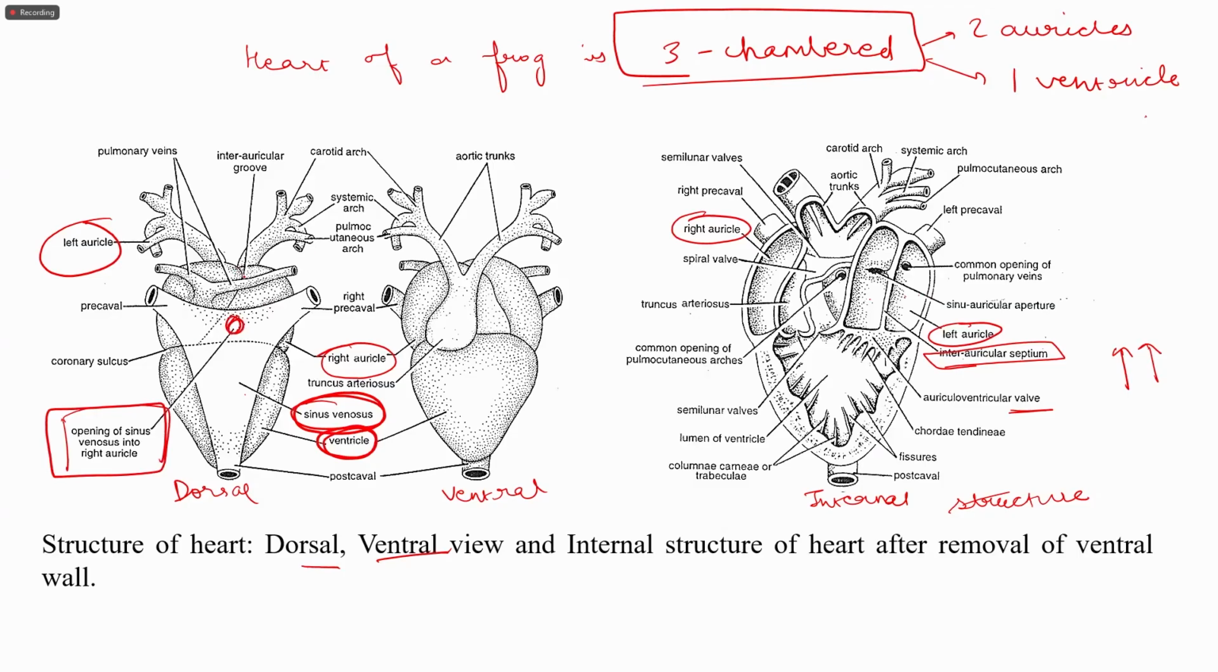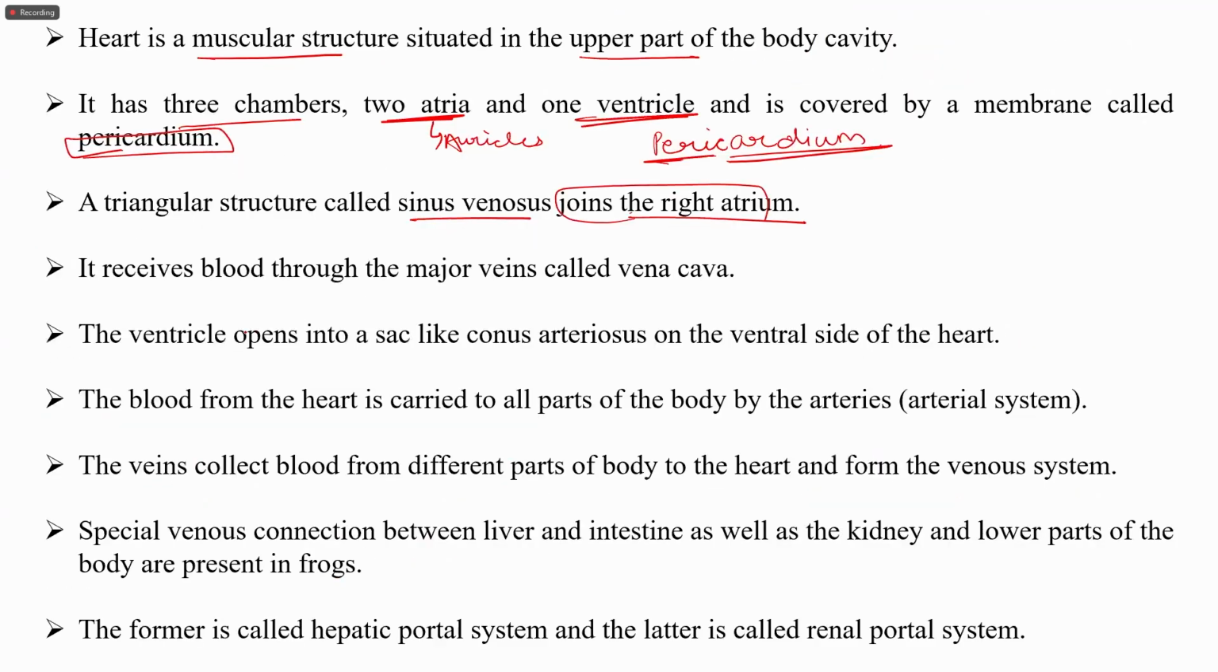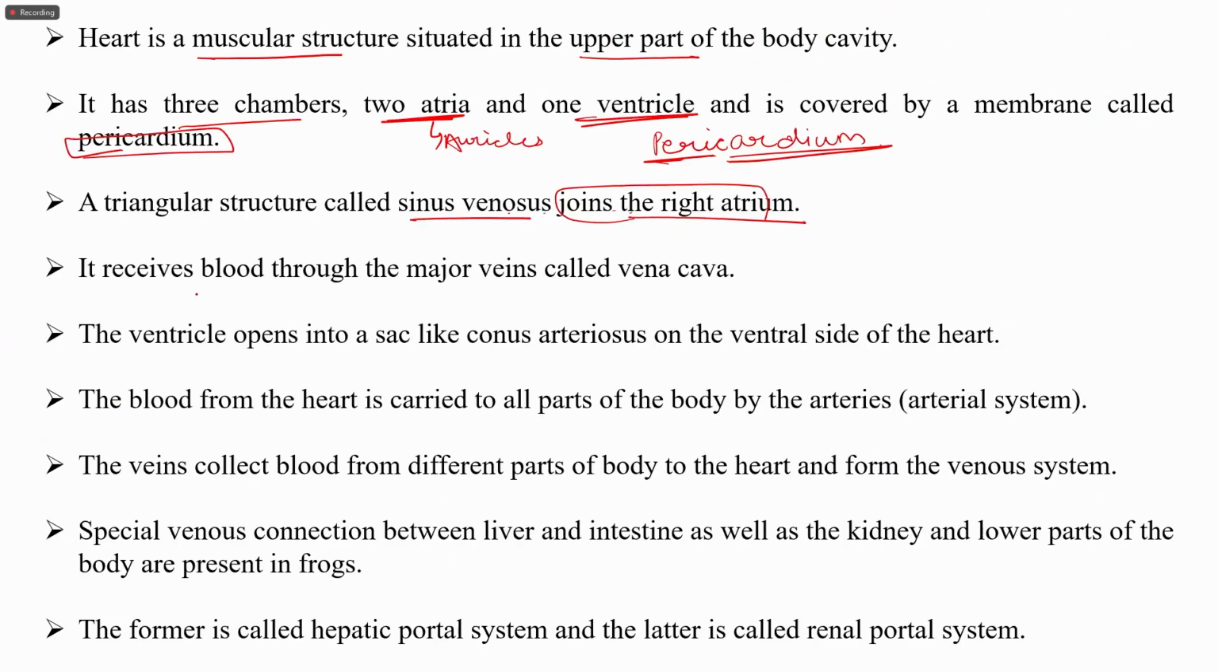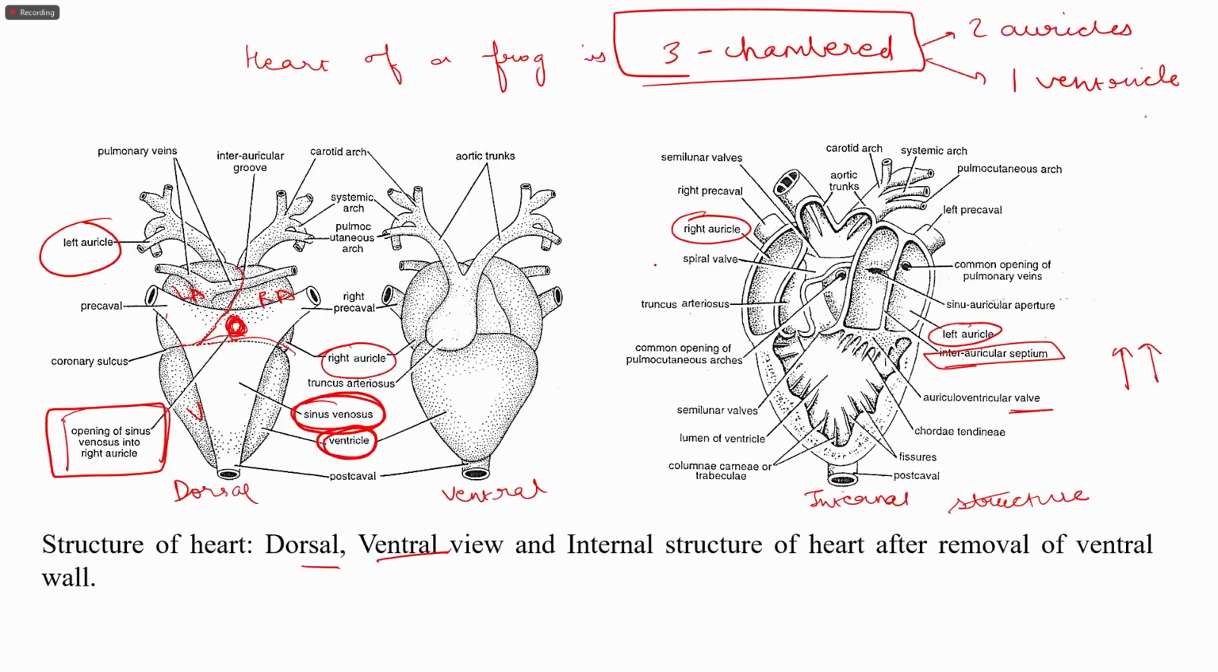If I mark it here just to show you, this is the left auricle, this is the right auricle, and this is the ventricle. The opening of the sinus venosus is present in the right auricle. This triangular structure joins the right atrium. It receives blood through the major veins called the vena cava, so most of the waste blood from the body is received through the vena cava.